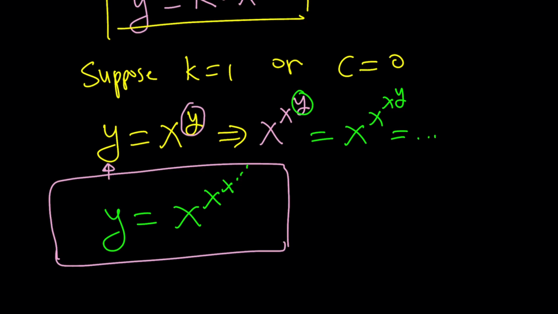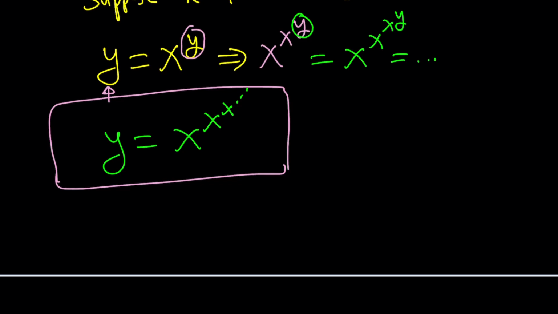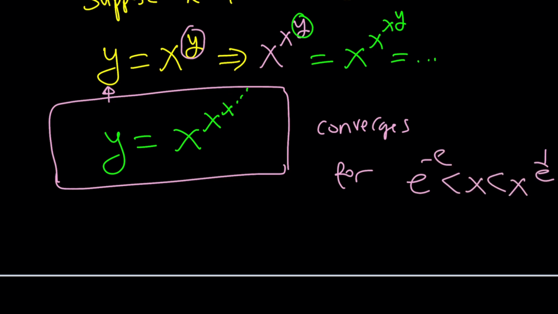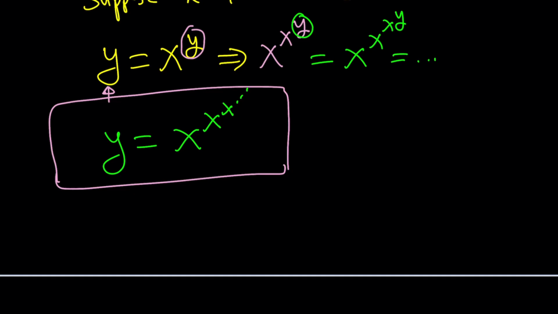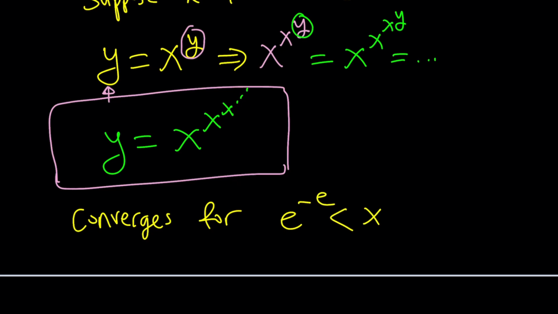And this converges for the following interval. It doesn't always converge. For example, if x is too large, like greater than or equal to 1 over... Oops, sorry. Let me rewrite it. This converges for the following interval, if x is between these two numbers. If x is greater than e to the 1 over e, it does not converge.